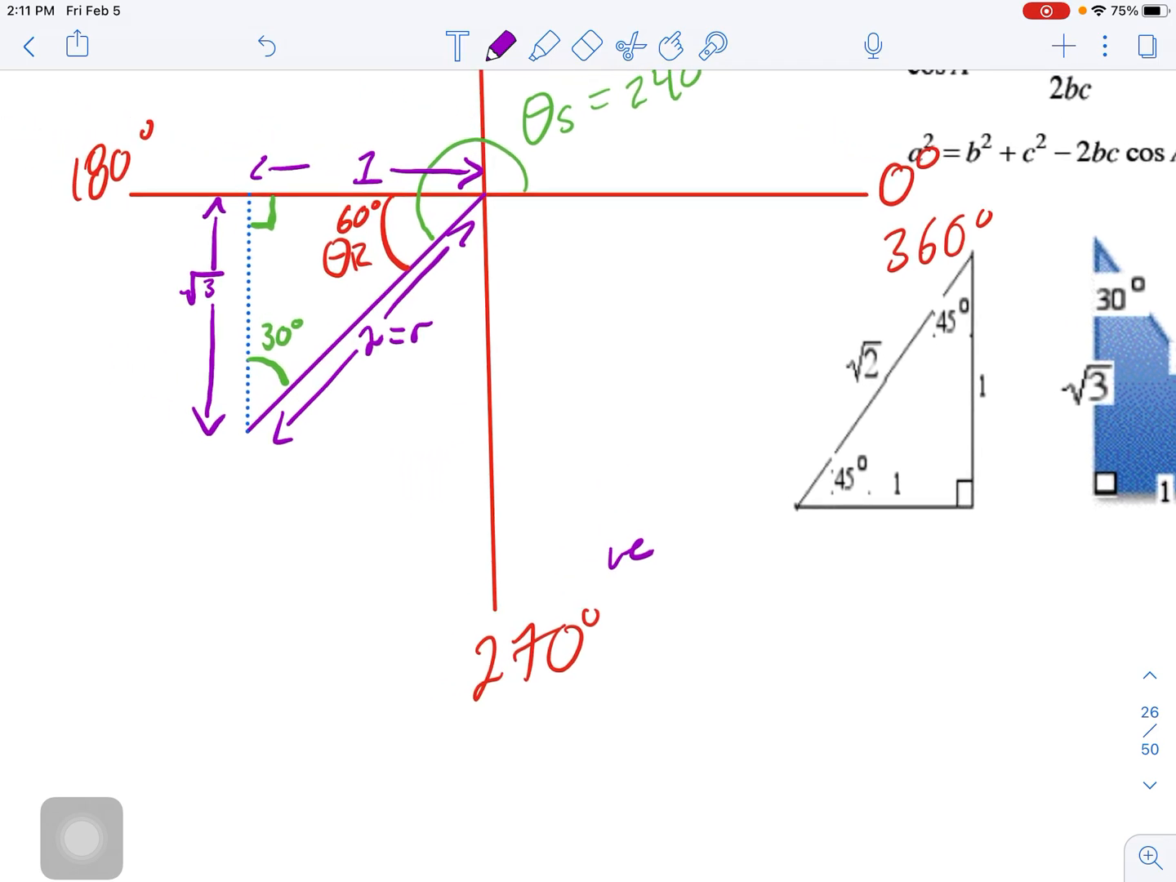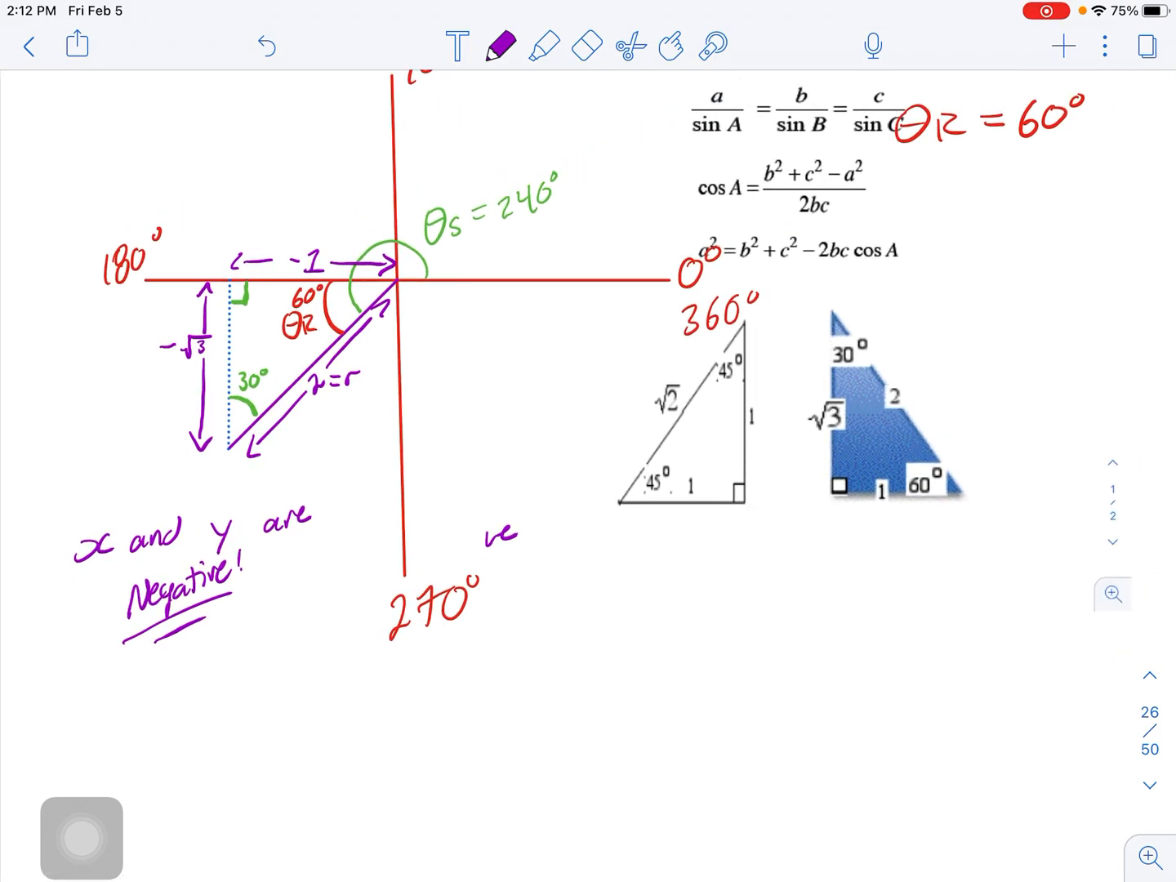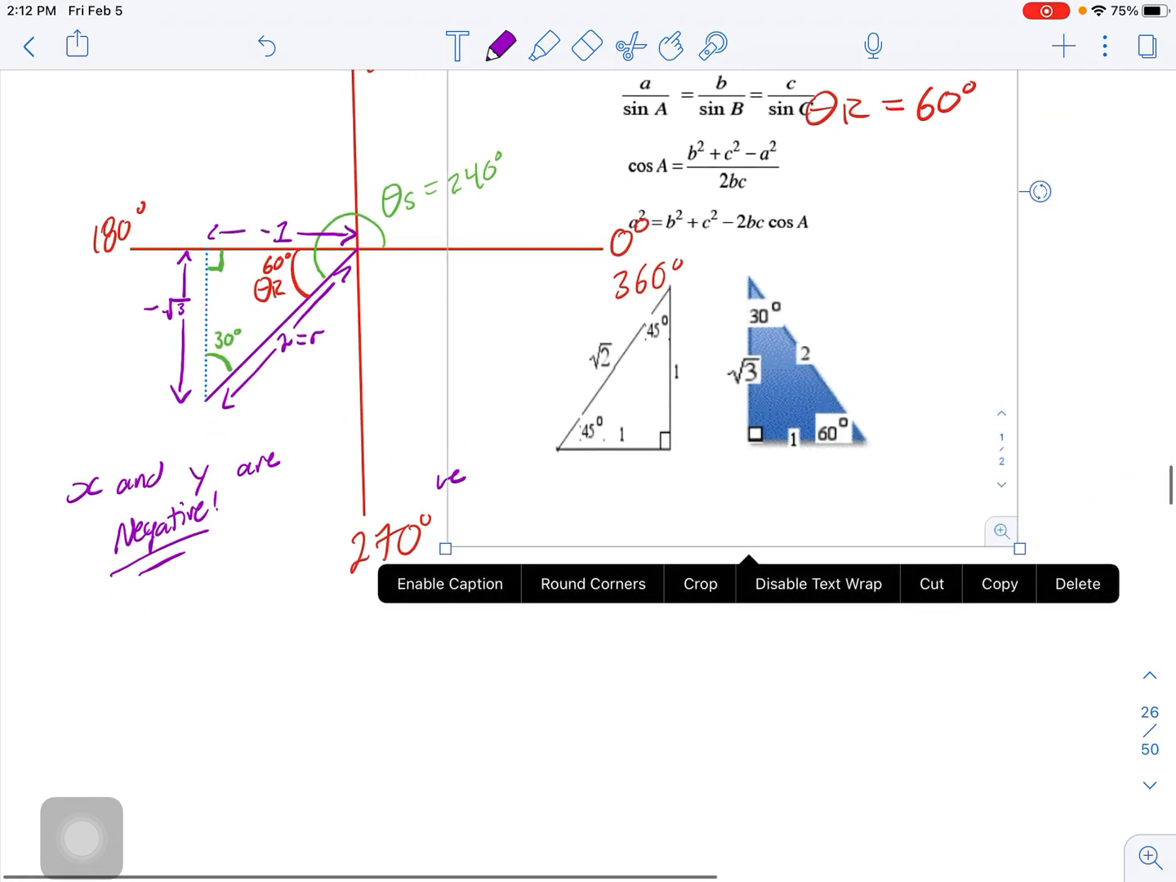Now, ask yourself, what am I missing with these numbers? You have to consider, is my x negative, is my y negative? My x will be negative because I exist in quadrant 3. My y will be negative because I exist in quadrant 3. So here, x and y are negative. And now at this point, you have your triangle and you can start listing off the coordinate points that you know.